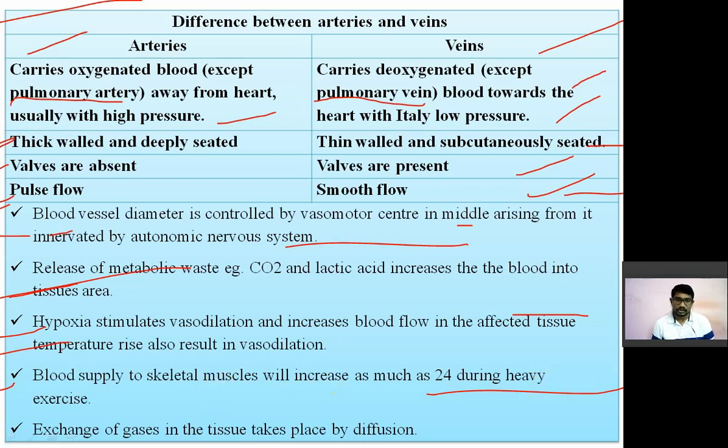Exchange of gases in the tissue takes place by diffusion. Now you will ask, how will a cell take oxygen and release the carbon dioxide in the blood? So that is by diffusion. Diffusion occurs with the concentration gradient. So if in one compartment oxygen is more and in another compartment oxygen is less, then oxygen will move from higher concentration to lower concentration. That is diffusion. So if your cells are having less oxygen, then they will take oxygen from the blood, and the blood is having less carbon dioxide, so cells will deposit the carbon dioxide over there.